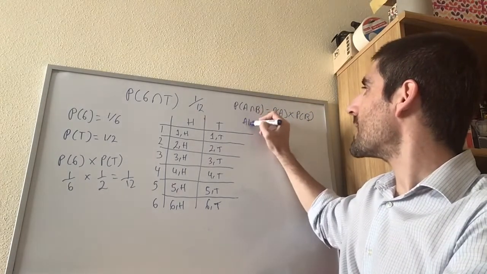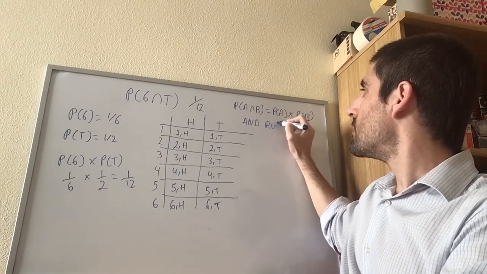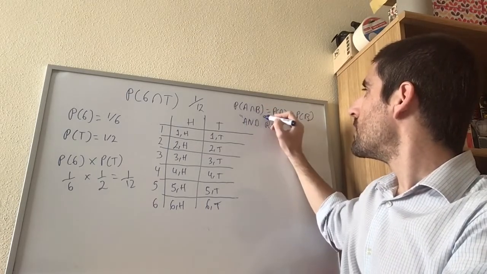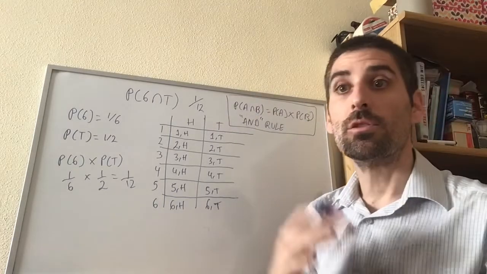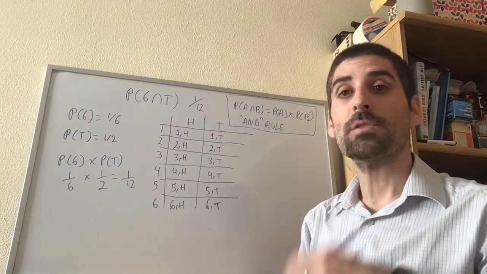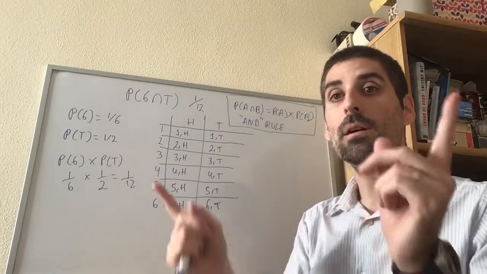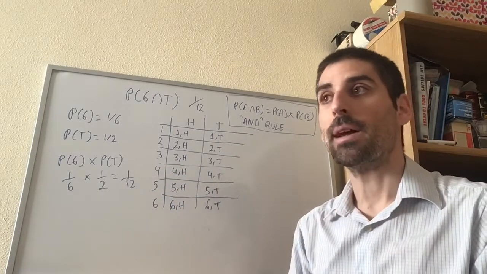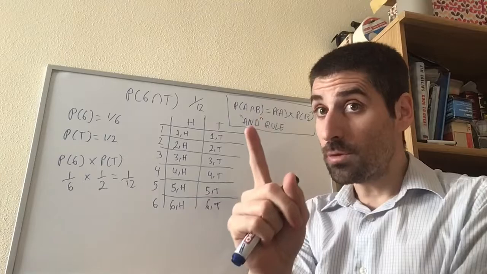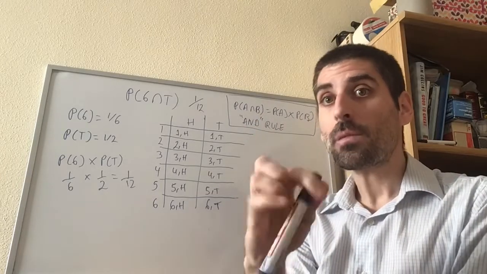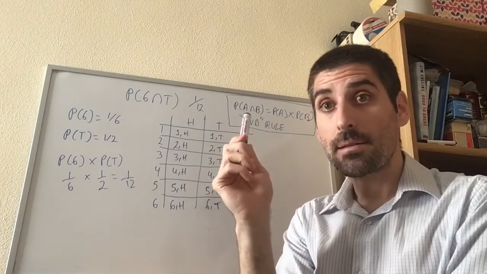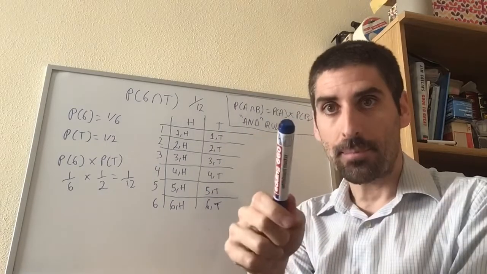And this is the AND rule, this bit here, which you need to learn. So the probability of something and something else happening, we multiply the probabilities together. This only works, you need to be careful here, if the two events are independent.